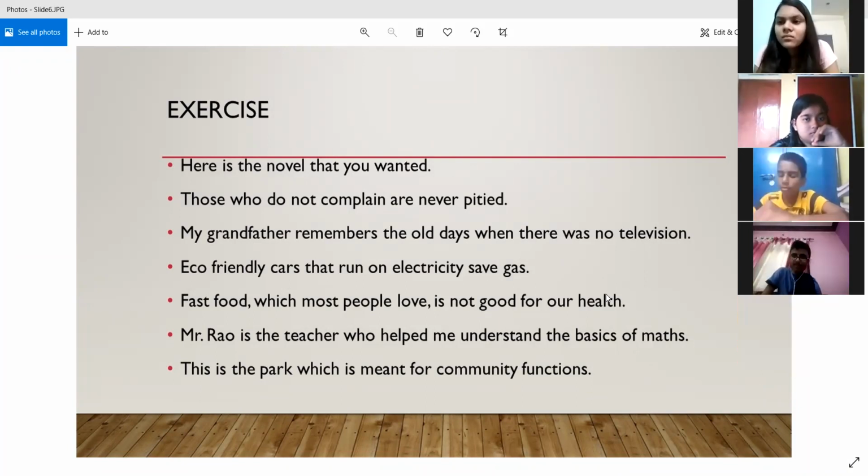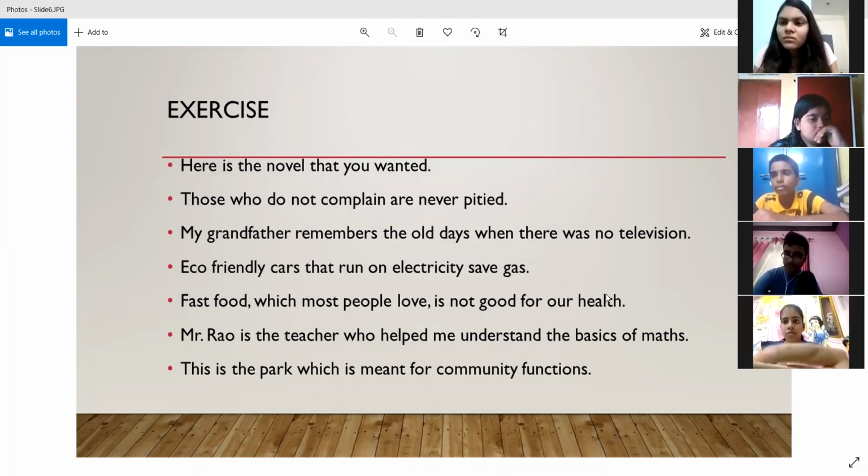Sir, the adjective clause will be that run on electricity because it will explain the eco-friendly cars that save gas. Yes. So, that run on electricity. You want to tell the verb part. So the question will be, what saves gas? Basically, eco-friendly cars.